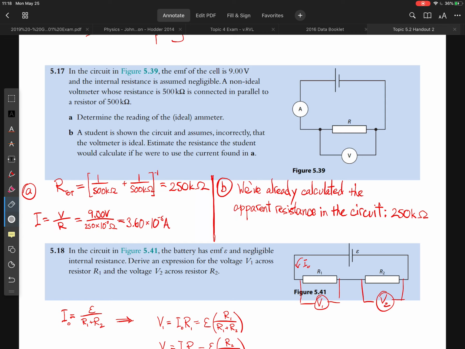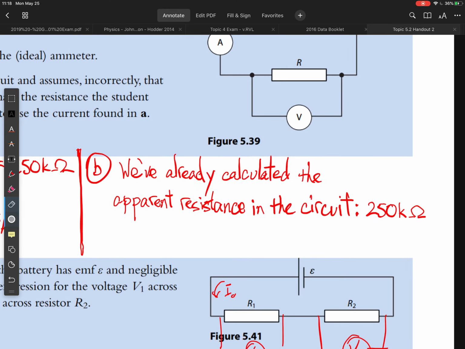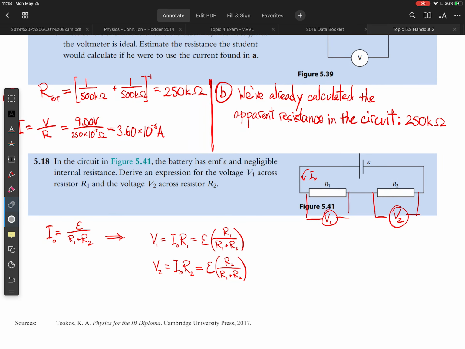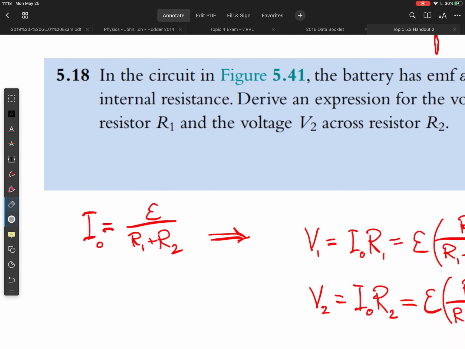Estimate the resistance a student would calculate if he were to use the current found in A. Okay, so we've already calculated the apparent resistance in the circuit, and it was 250 kilo ohms, so there you go. No reason to repeat our work. Finally, in this circuit, the battery has an EMF and a negligible internal resistance. Derive an expression for the voltage V sub 1 across resistor R sub 1 and the voltage V sub 2 across resistor R sub 2, and it just looks like this.